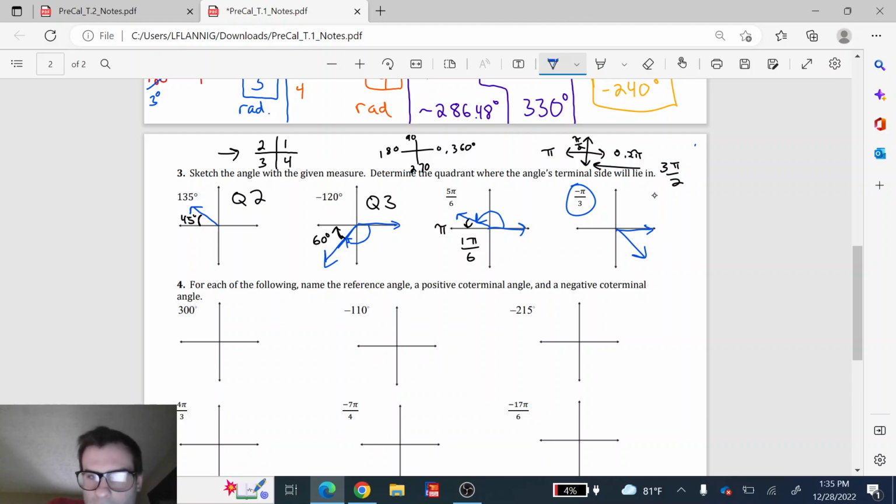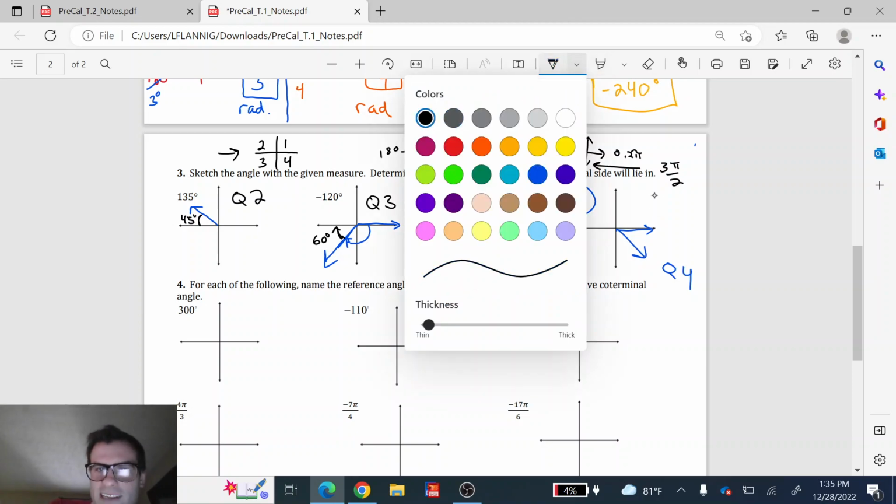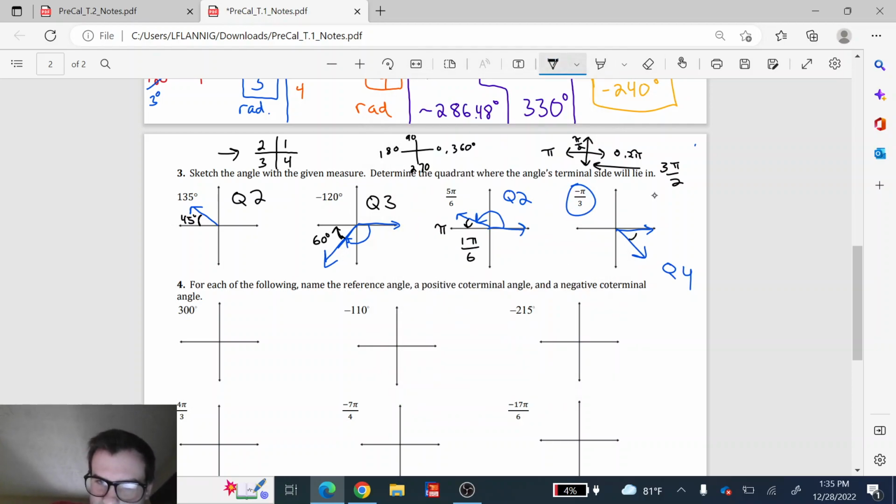And you know that is in quadrant 4. This one was in quadrant 2. Sorry about that. And then your terminal angle is actually the exact same here, because the closest way to get to the x-axis is just pi over 3.